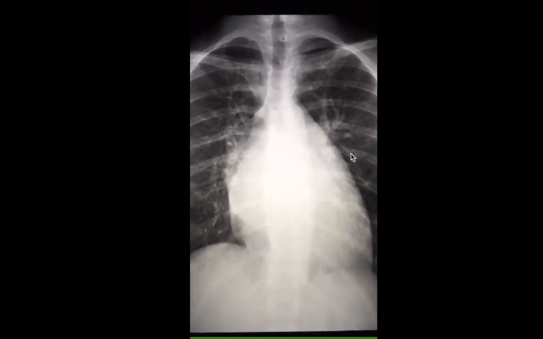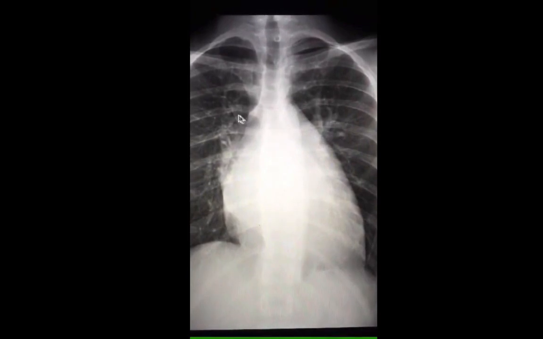Now another neat point in this case is the presence of these dilated vessels in the upper lung.